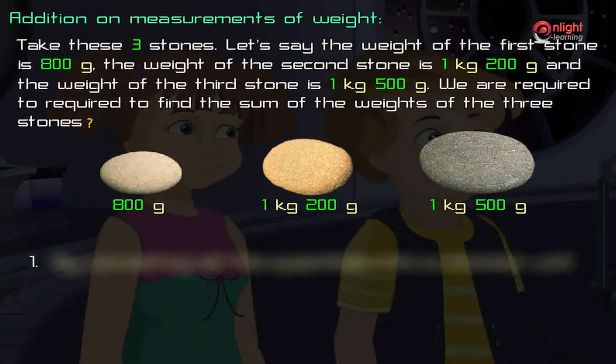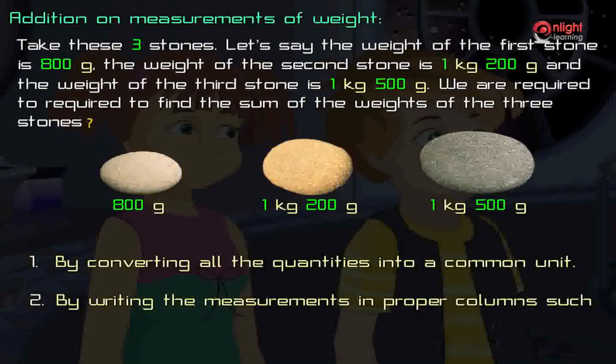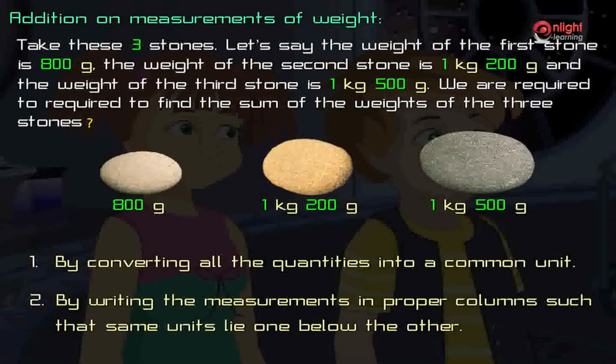One method is by converting all the quantities into a common unit. The other method is by writing the measurements in proper columns such that the same units lie one below the other. Let us discuss both the methods. Let us first employ the method of expressing in common units to solve this problem. In this method, all the quantities are expressed in a single unit. Let us convert them into kilograms.